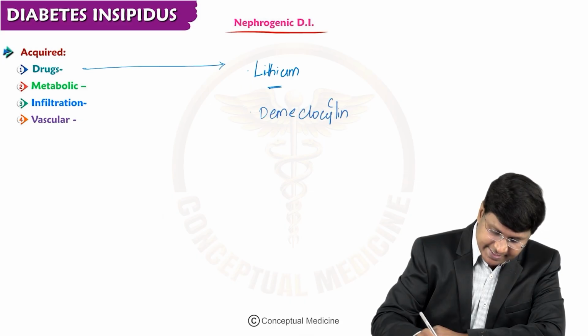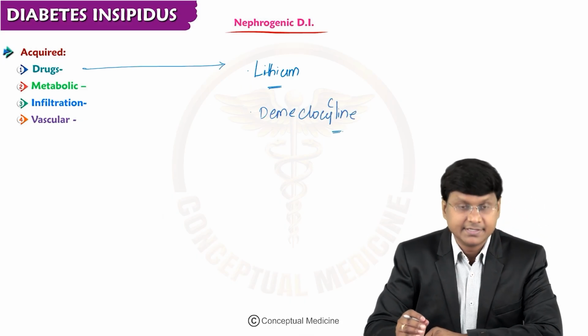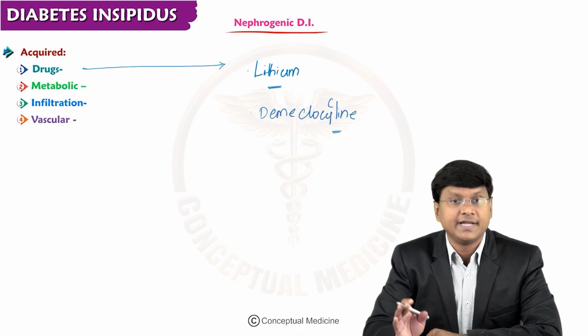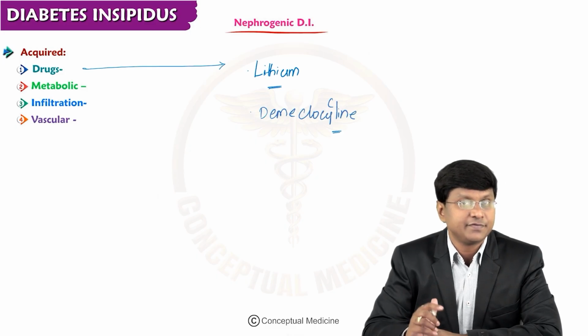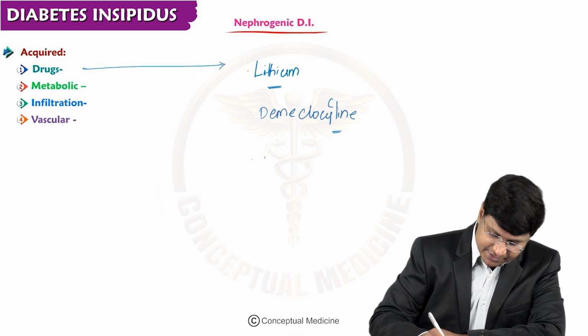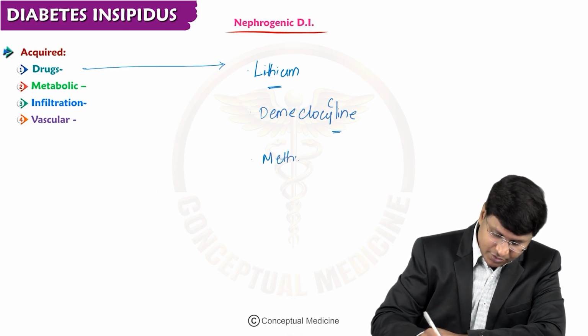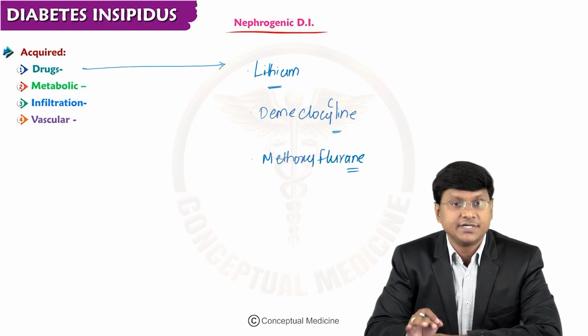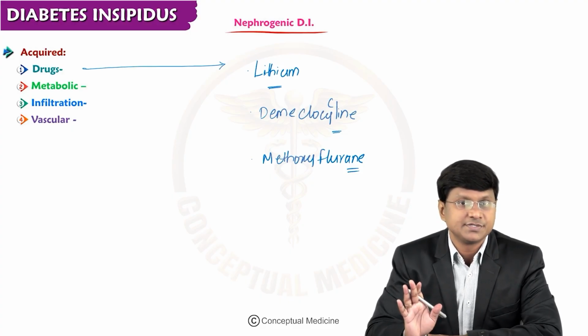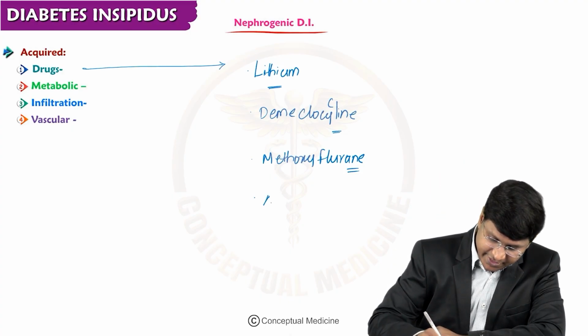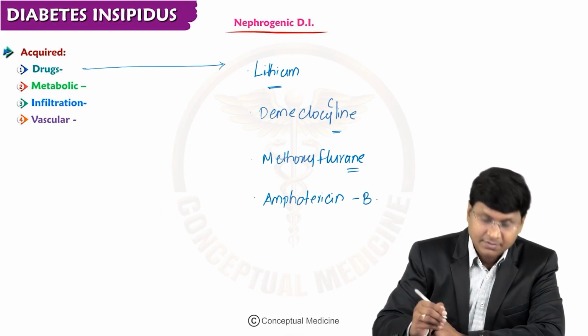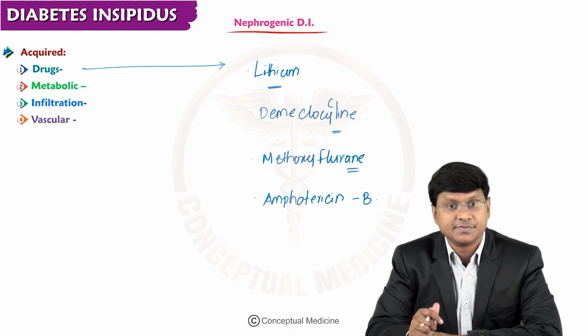So, if you take this demeclocycline, it is a tetracycline group of antibiotic used in the treatment of nephrogenic diabetes insipidus. Next, we have another important drug called methoxyflurane. Methoxyflurane, please remember, it is an inhalational anesthetic drug which can cause nephrogenic diabetes insipidus. Next, we have amphotericin B. Amphotericin B, it is an antifungal drug. This can cause nephrogenic diabetes insipidus.